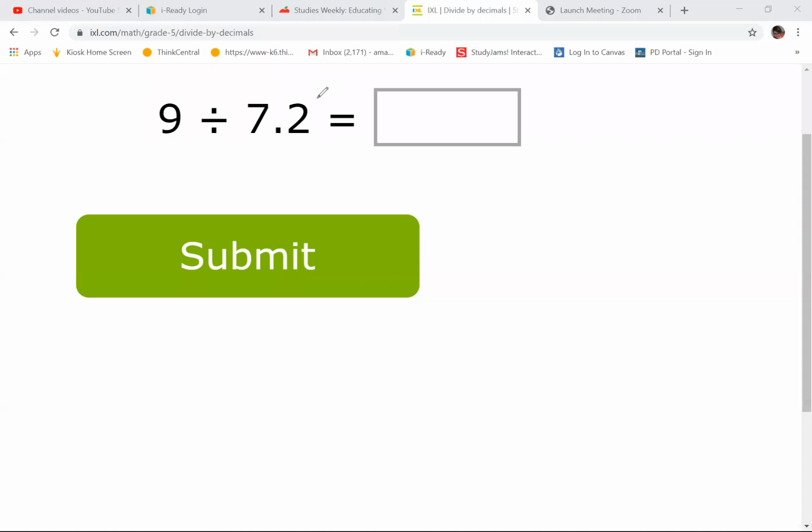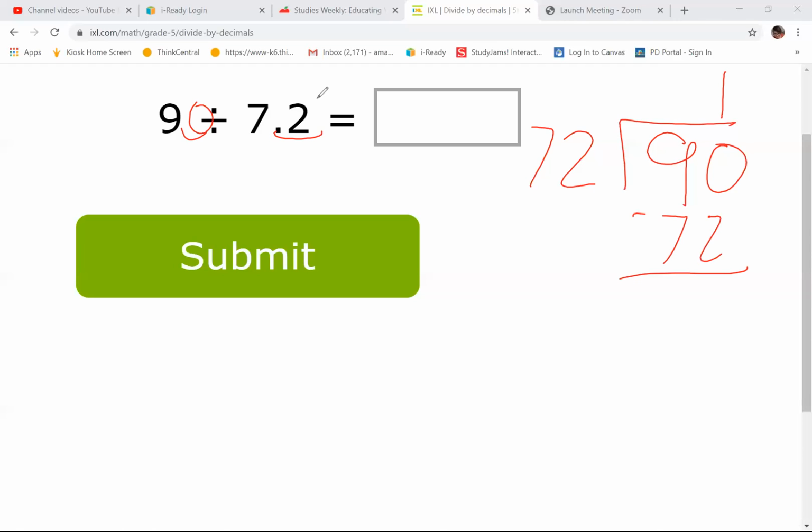All right, let me get my problem going. 9 divided by 7.2. Oh, get rid of that 7. 72. Whew, I almost made a mistake there, didn't I? So it's 90 divided by 72, because I moved this one and I moved this one. Well, it's going to have to be 1, isn't it? And I need to subtract.